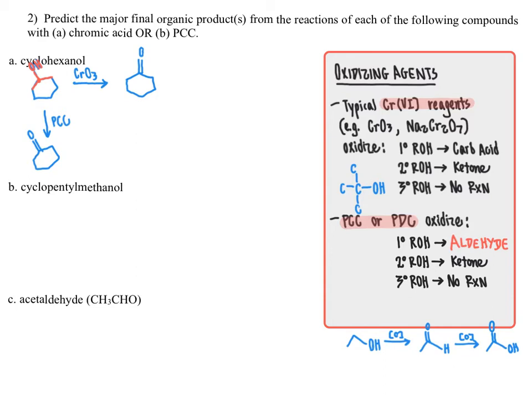So here we are looking at cyclopentyl methanol. So methanol is our 1-carbon alcohol, CH3OH typically, but in this case, since we put in the cyclopentyl branch, that implies that we need to have a 5-carbon ring directly bonded to our methanol group there.